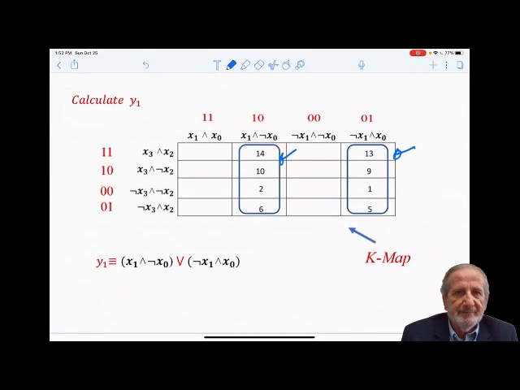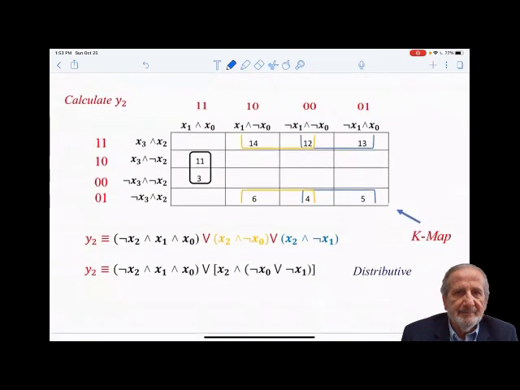In both situations, all of this cancels. On top, you're left with X1 here, and not X0. The other one is not X1 and X0. So Y1 is done as a function of X0, X1, and X0 and X1 here. Now, we are going to do Y2.